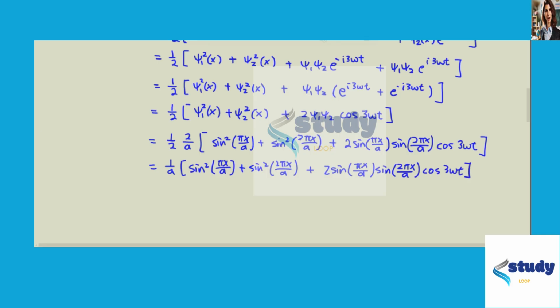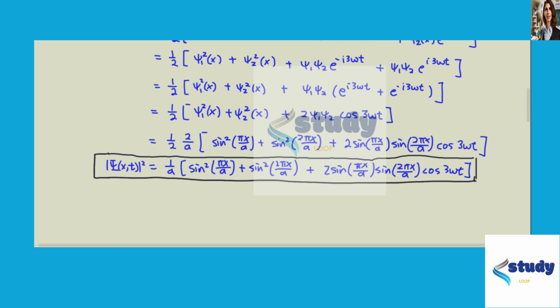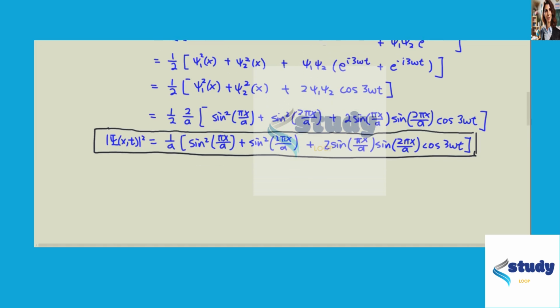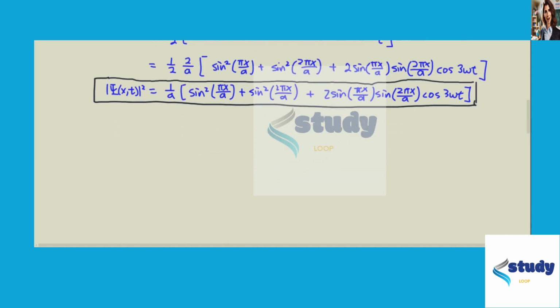So this is the probability density of the wave function at time t. So that's for part B. Then we go to part C. In part C, we want to find the expectation value of position.